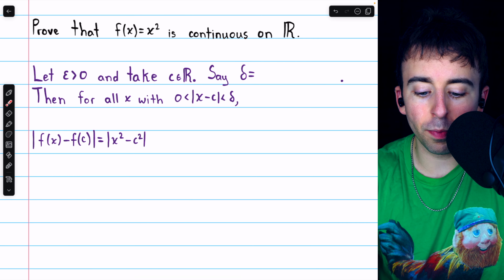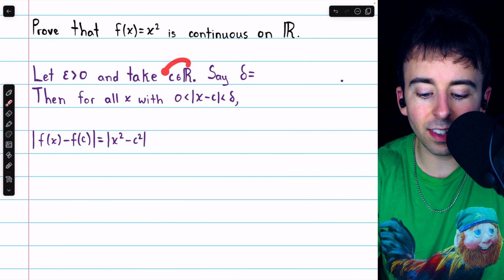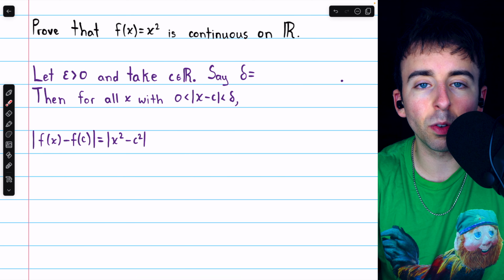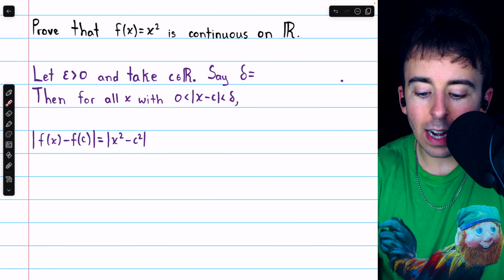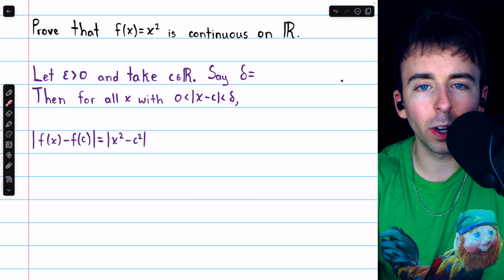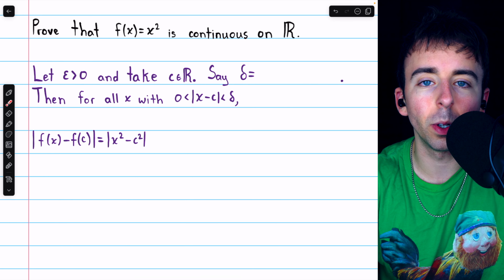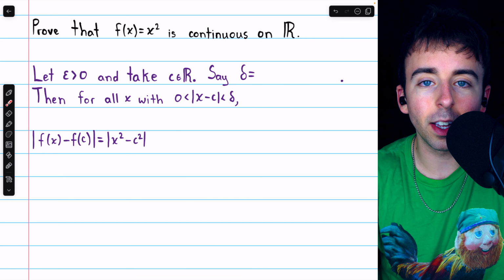And since we're trying to prove that x squared is continuous on all real numbers, we'll take a point c from the reals to prove that x squared is continuous at this arbitrary real number. Now, we're going to let delta equal something. We're going to have to do some work to figure out what delta should equal so that our proof will work. But we'll just carry on with the proof and figure out delta as we go.